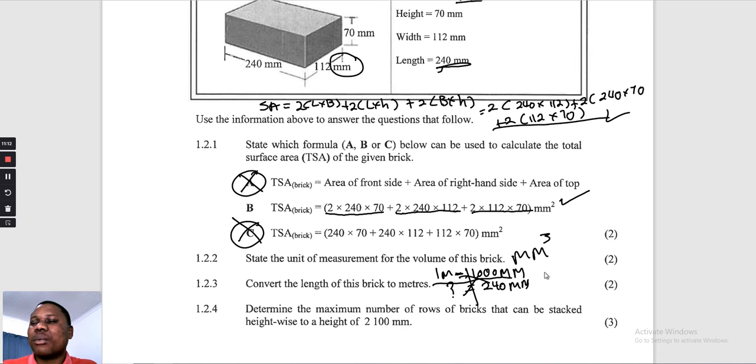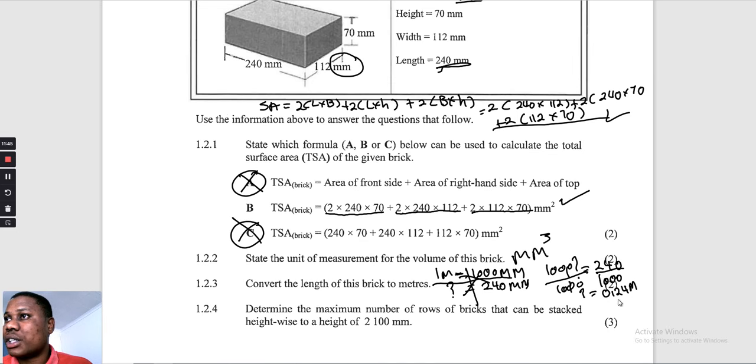Then we cross multiply. So that will become 1000 times the question mark equals 240. Then we divide both sides by 1000 so that this 1000 can cancel this. We divide again here by 1000. So our unknown value should be 240 divided by 1000, that should be 0.24 meters.